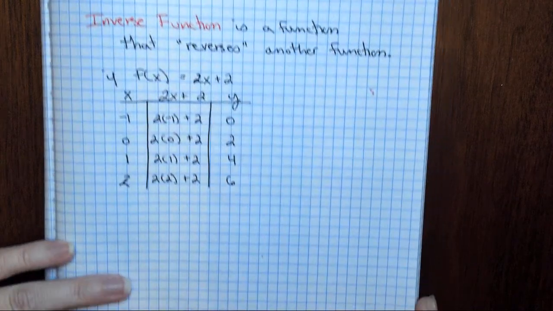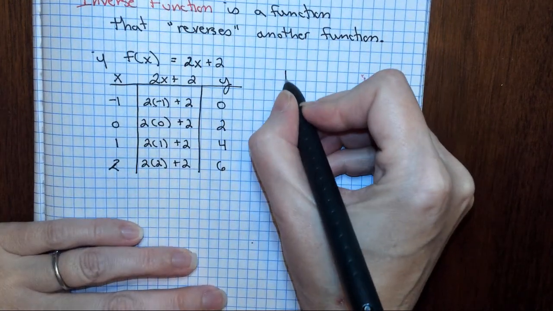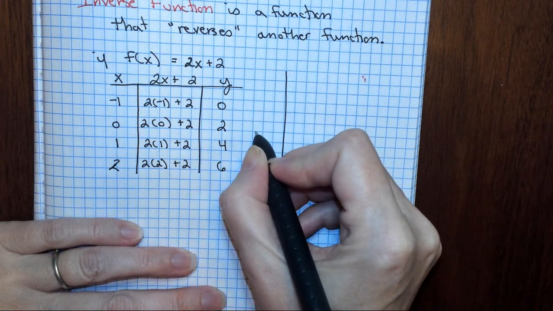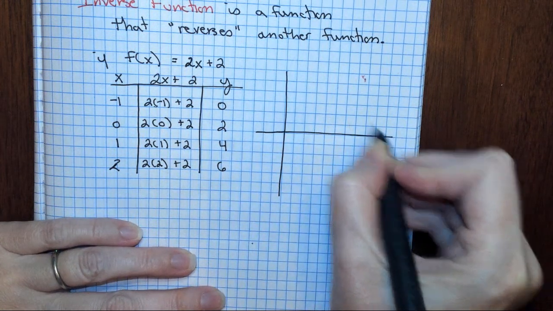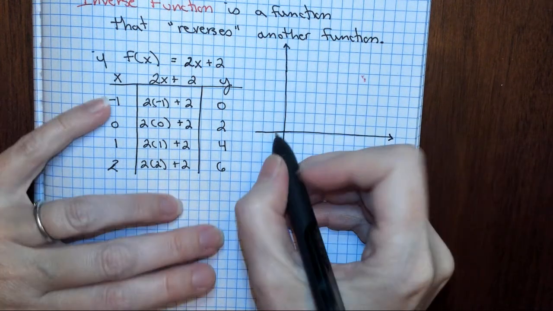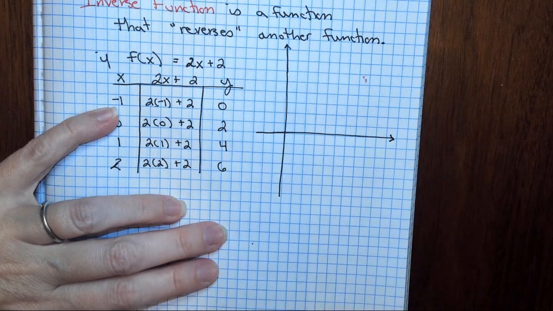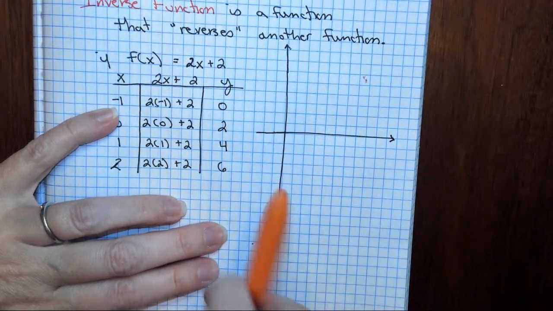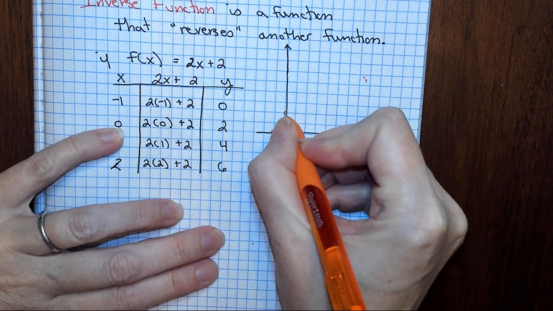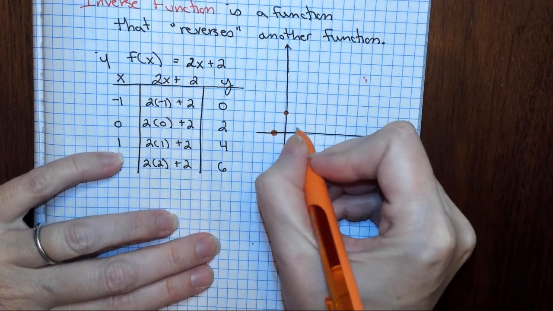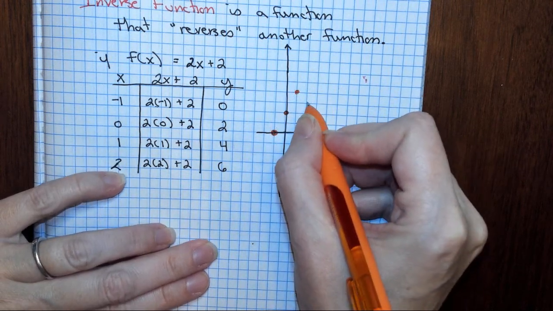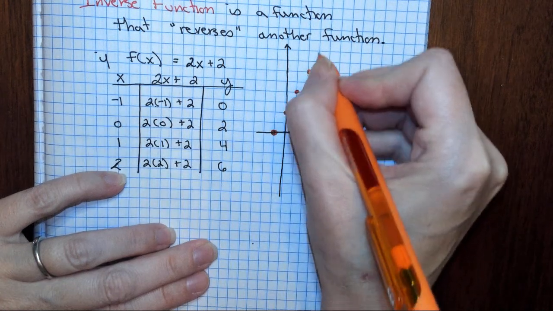All right, so if I wanted to graph this, I'm going to be first quadrant heavy, so I'm going to do more in this direction. I think I'll plot in a different color so we can see it. So we have negative 1, 0. We have 0, 2. We have 1, 4. And we have 2, 6.